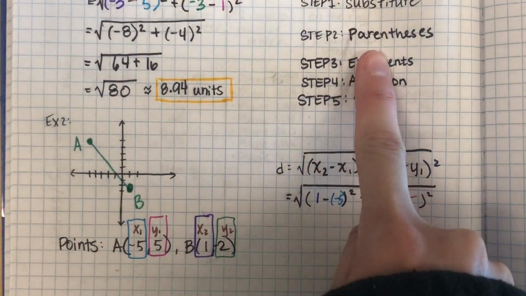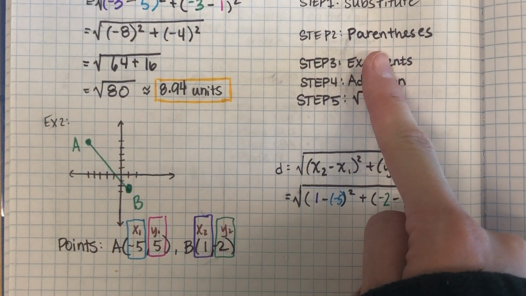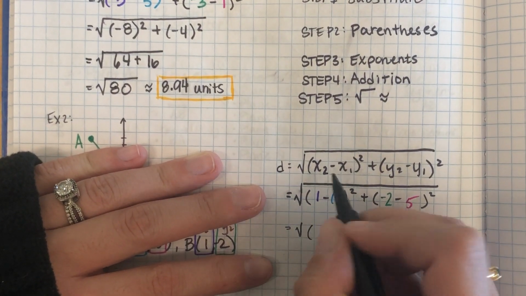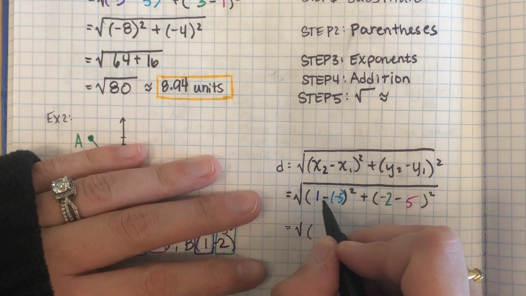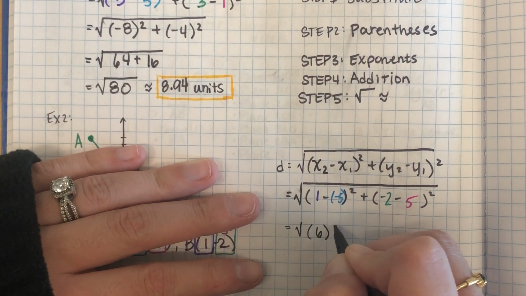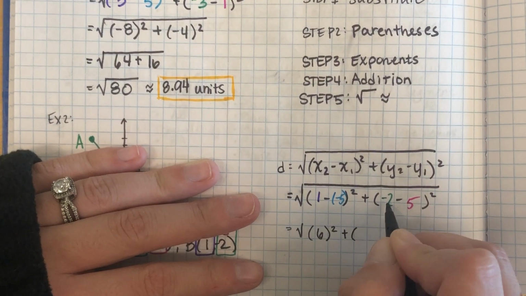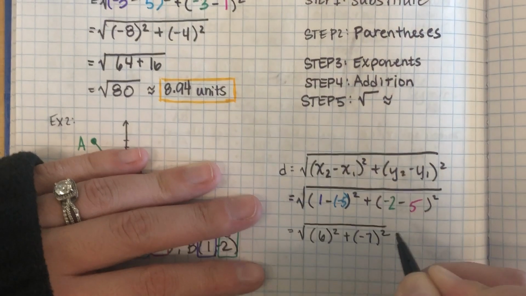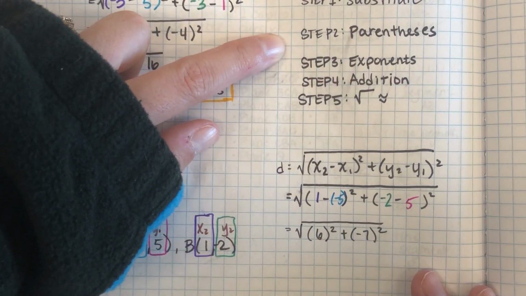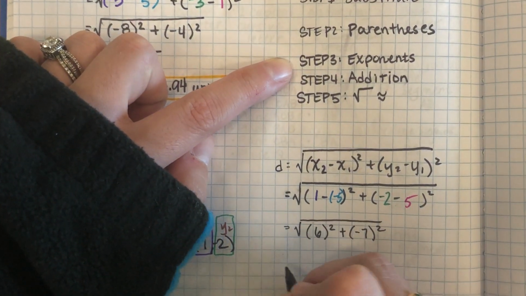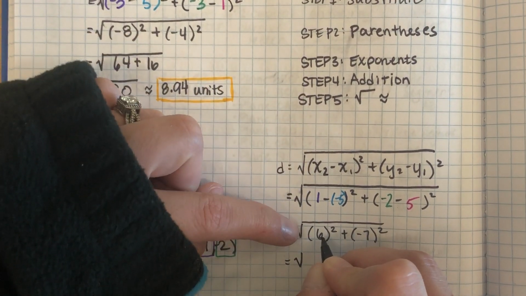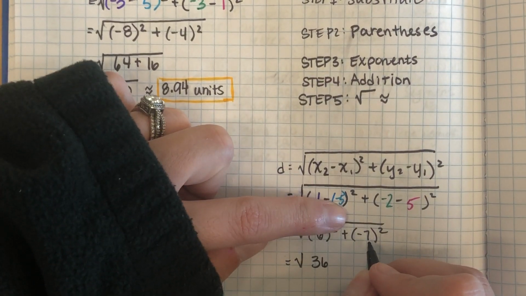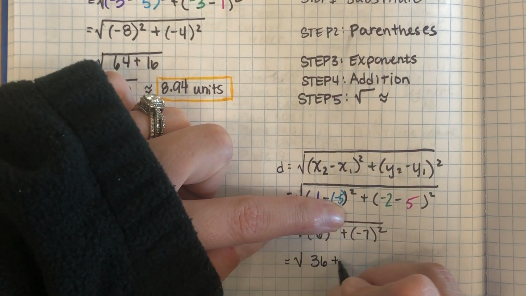Our second step tells us to use our parentheses. So now, using my parentheses, I have 1 minus a -5, so 1 plus 5 gives me 6 squared. -2 minus 5 gives me -7, and then squared. Okay, I've done my parentheses. Now I'm moving on to my exponents. So now I have 6 squared, which is 6 times 6 gives me 36. -7 squared is -7 times -7, so 49.